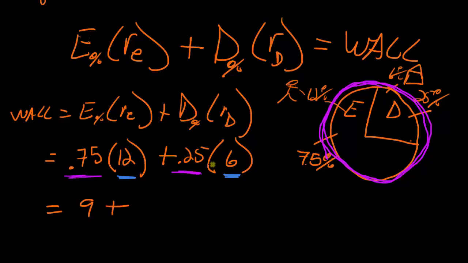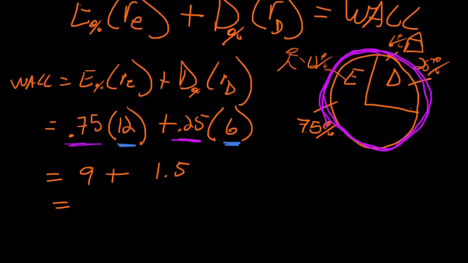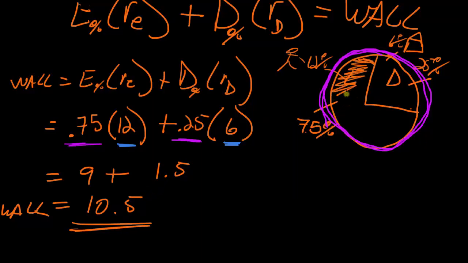6 times 0.25 equals 1.5, obviously 1.5. And my actual WACC, my required rate of return, is going to be 10.5%. Now, why is this 10.5% higher than the 9 we got before? Because more weight is given to the equity side of my total capital structure. That's why, because it's going to be up a little closer to that 12%.